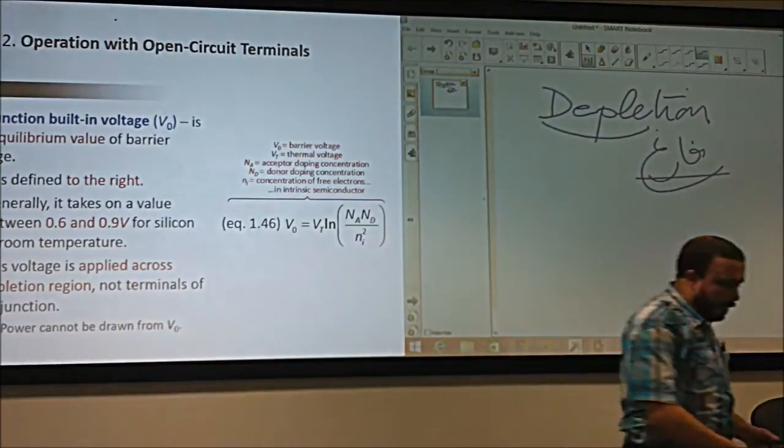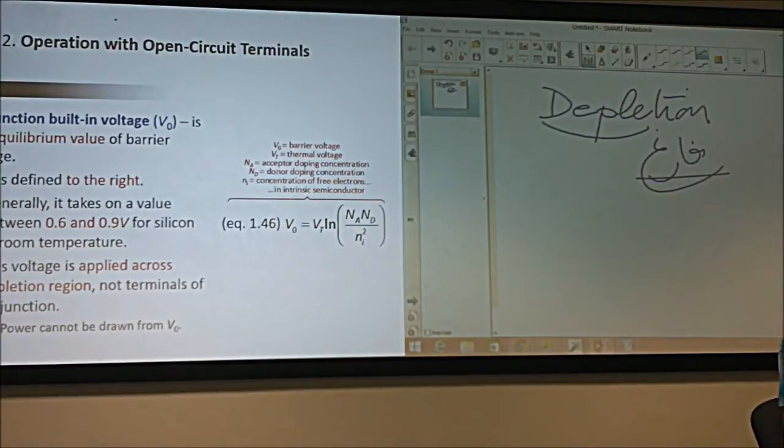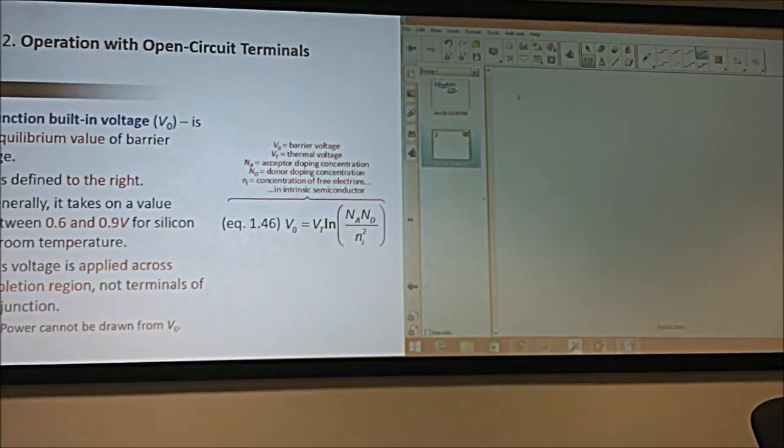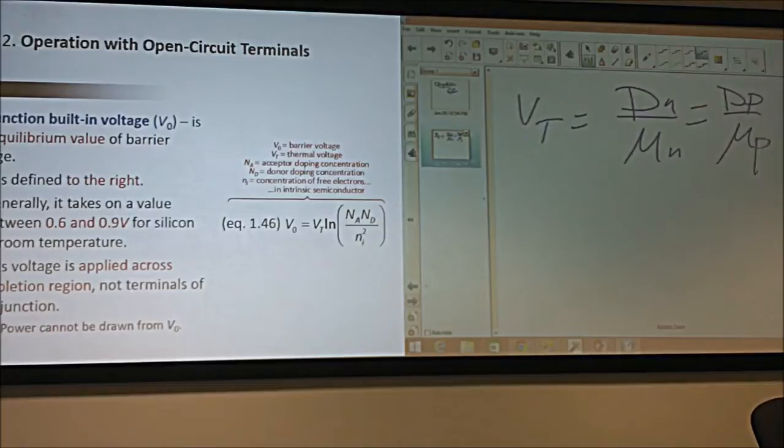So let me write it down here for you. Let's have some fun, okay? So Vt is equal to D, the diffusion constant, over the mobility. I don't care whether you call it Mn or Mp, it's not a big deal. It applies for holes and electrons, the same thing, thanks to Albert Einstein, who found this formula. But the idea is not there.